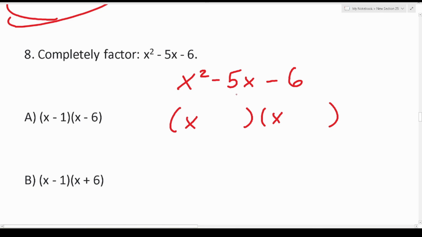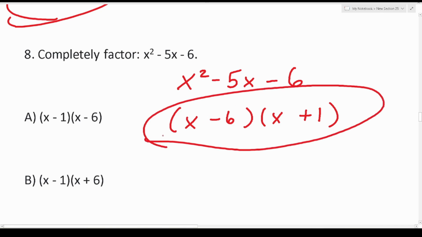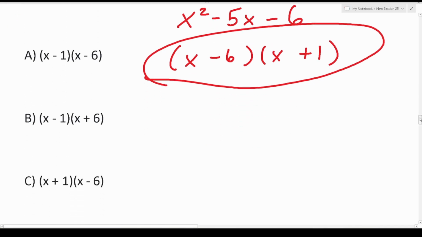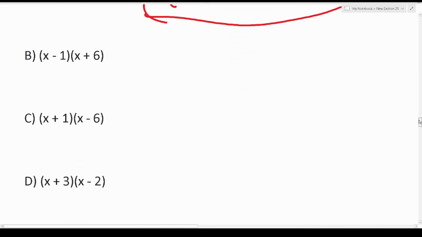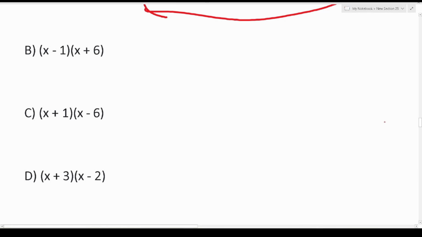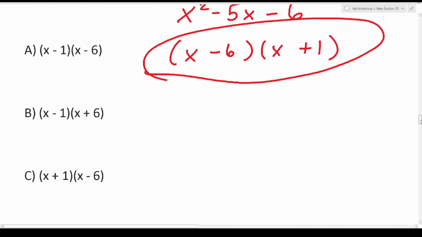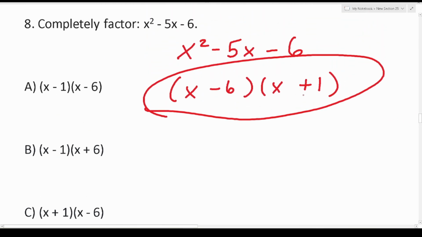Okay? So let's think about what we're going to do here. I'm going to do -6 and +1. Again, -6 times +1 is -6. -6 plus 1 is -5. So those are our two factors, and we're done with this one. Again, factoring is something you have to learn. And so if you need more practice, watch my video on that.